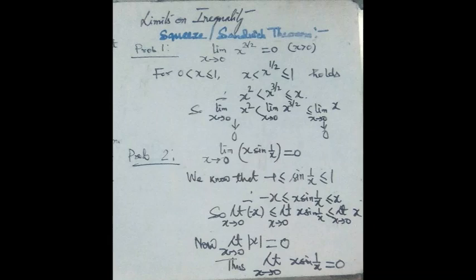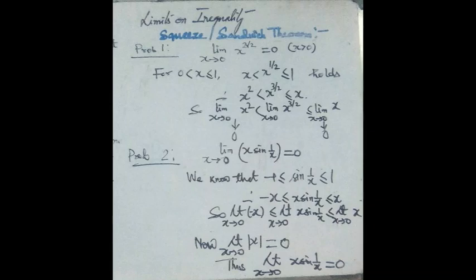And finally we will solve a few problems. For the first problem, we have to prove that limit as x tends to 0 of x to the power 3 by 2 equals 0, where x is positive. So we will use the sandwich theorem. How can we prove it? Since x is positive, that means 0 less than x less or equals to 1, we know that x less than x to the power half less or equals to 1. So if we multiply by x, then we have x square less than x to the power 3 by 2 less or equals to x.